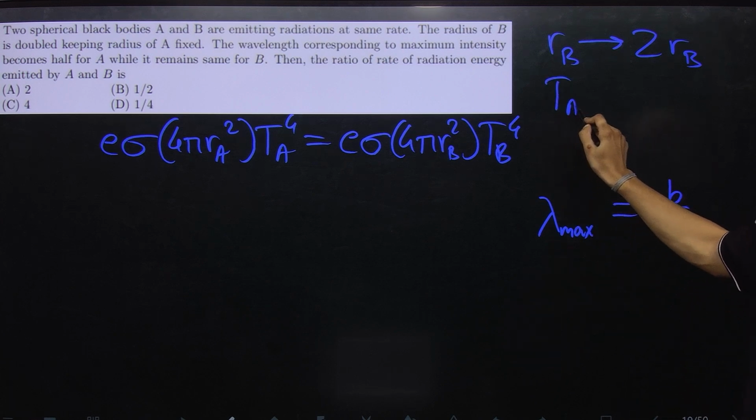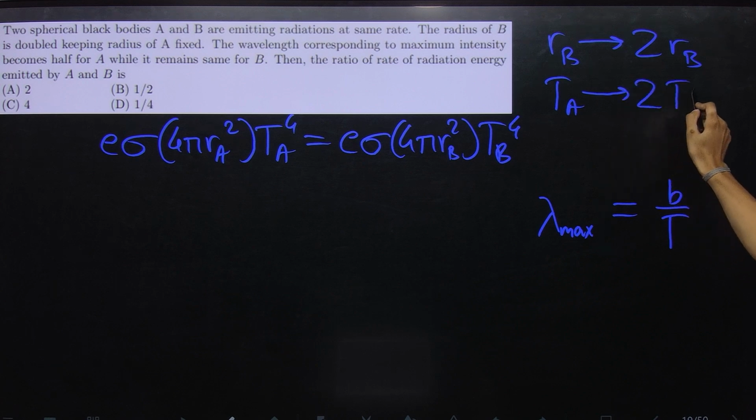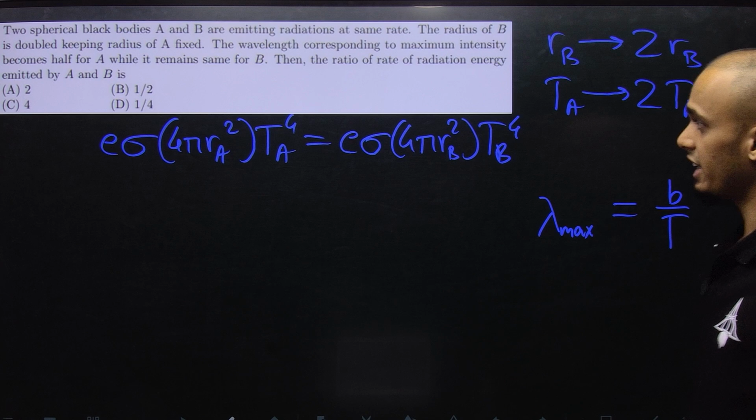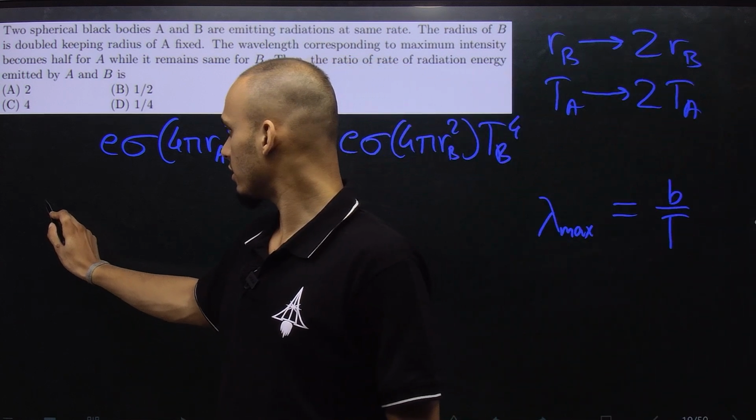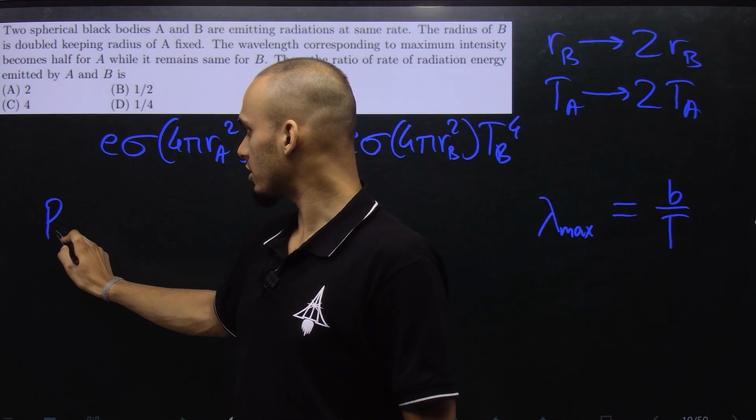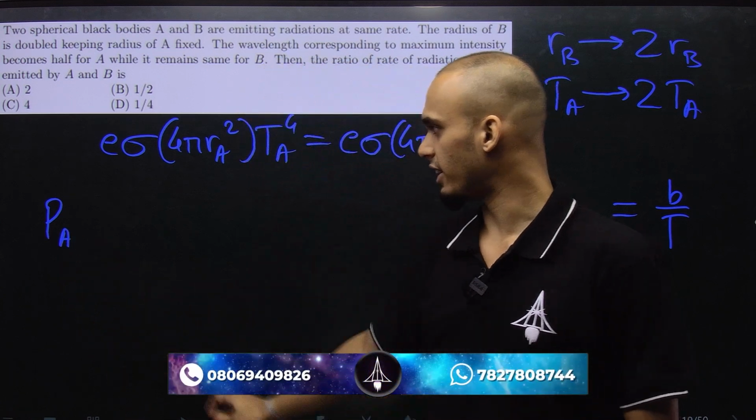So the temperature of A will now be twice its original temperature. This is how we modify the system. Now if we calculate the ratio of their energy radiations, then the radiation power by A over B, right?